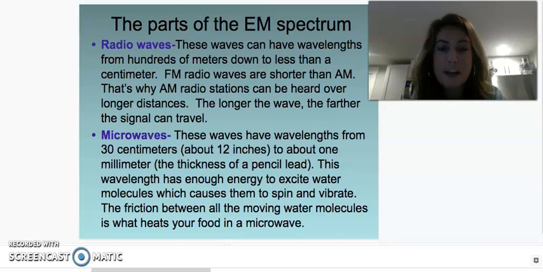This is an FM radio wave, and if you didn't know this, the FM wave is shorter than the AM wave. That's why AM radio stations can be heard for longer distances. The longer the wave, the further the signal can travel.